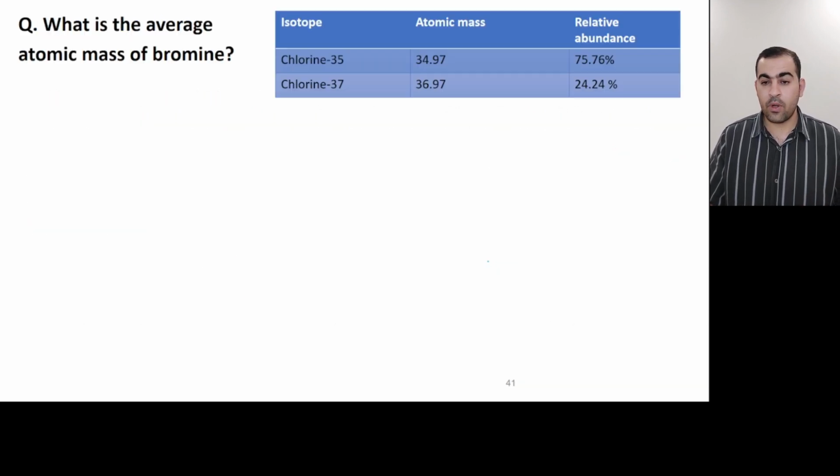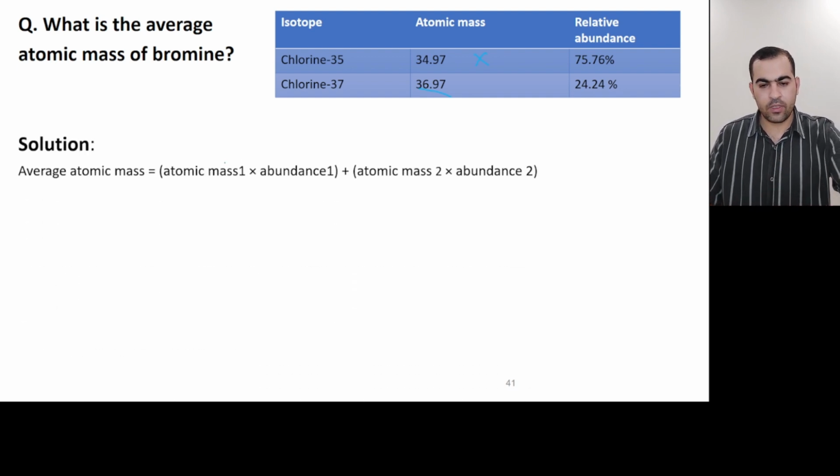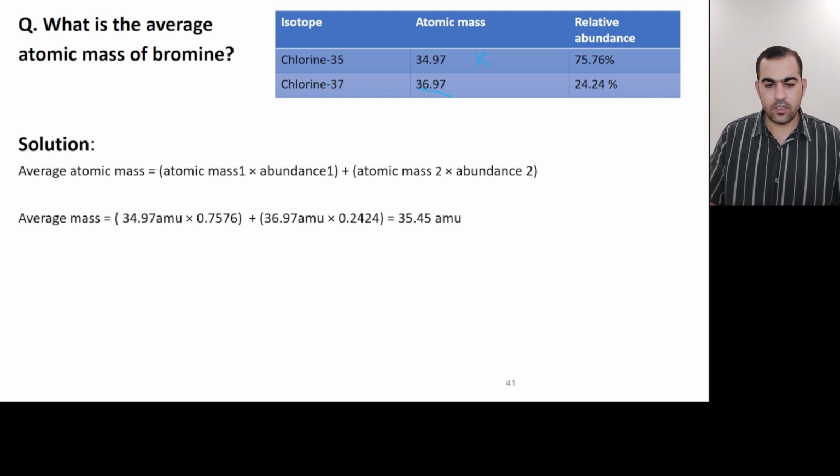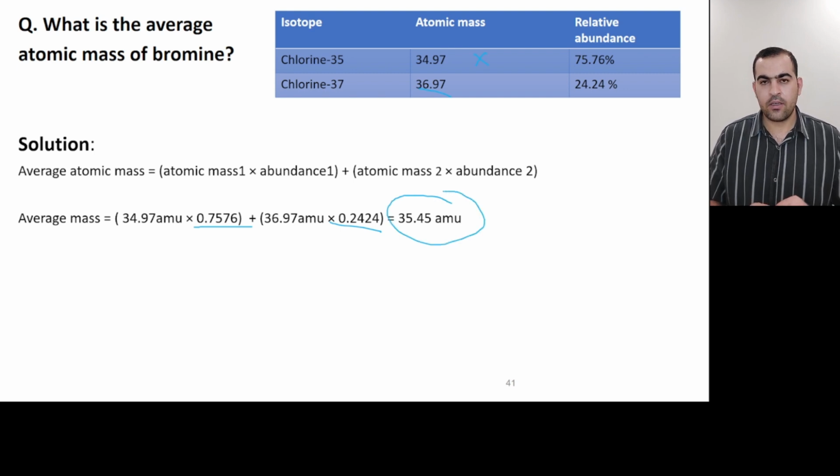What is the average atomic mass of bromine? I have given you a table. Atomic mass 1 times abundance, and we must divide by 100, both of them. Then sum: atomic mass 1 times abundance 1 plus atomic mass 2 times abundance 2. Look, we have divided the abundance by 100. So the result, 35.45 AMU, is between these two numbers, right? And it's closer to the atomic mass of bromine 35, because it has high abundance.